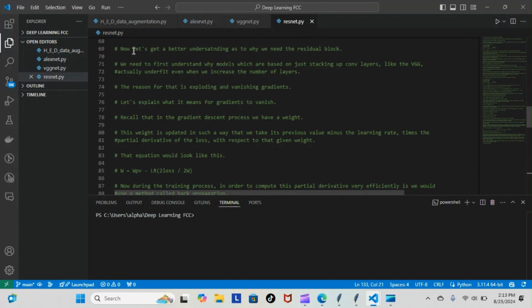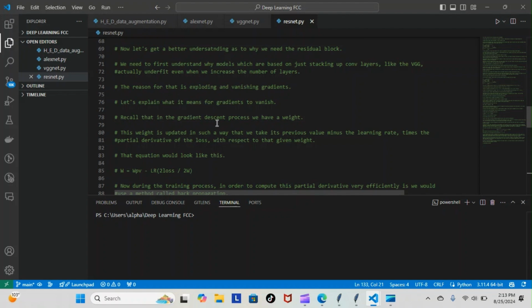So let's pick up with some light reading. Now let's get a better understanding as to why we need the residual block. We need to first understand why models which are based on just stacking up convolutional layers, like the VGG, actually underfit even when we increase the number of layers. The reason for that is exploding and vanishing gradients. Let's explain what it means for gradients to vanish.